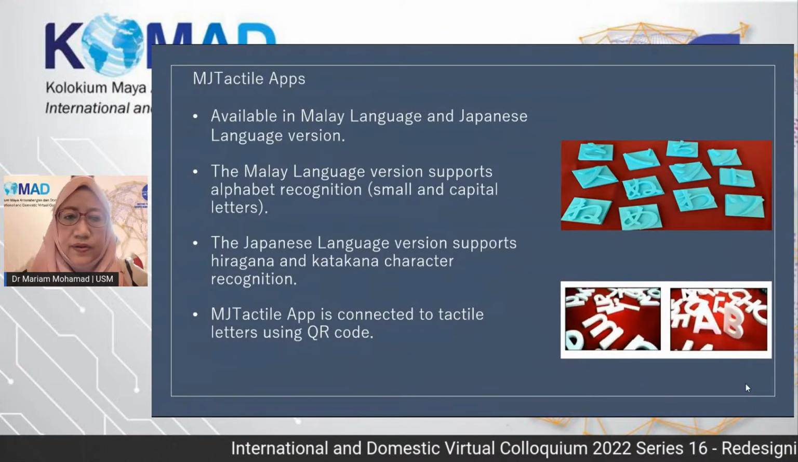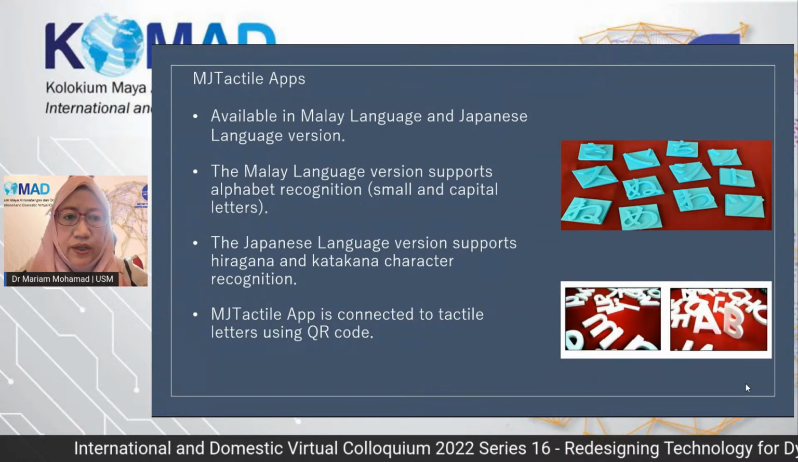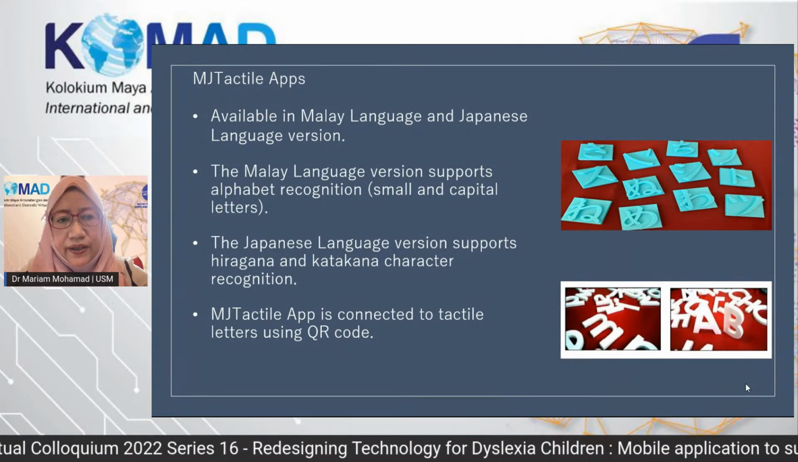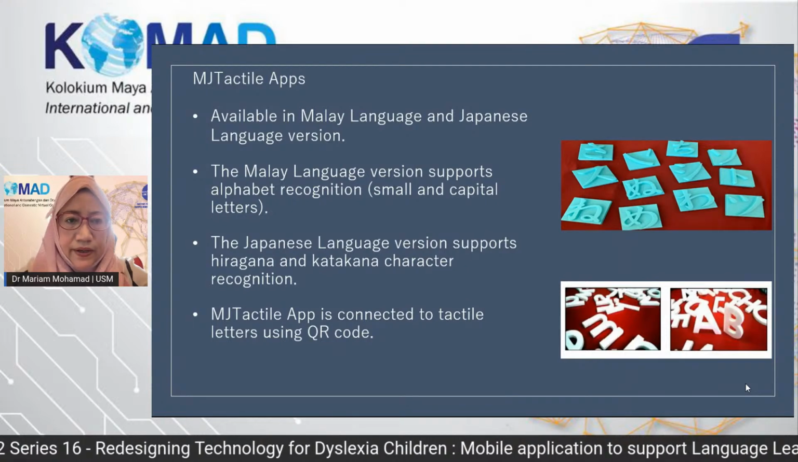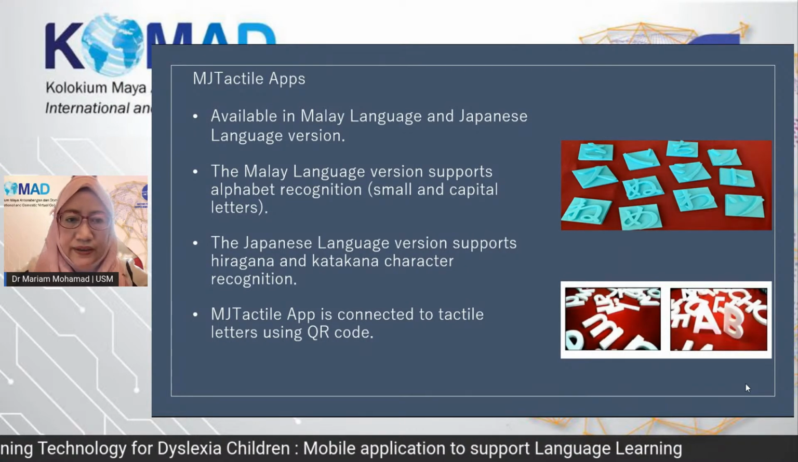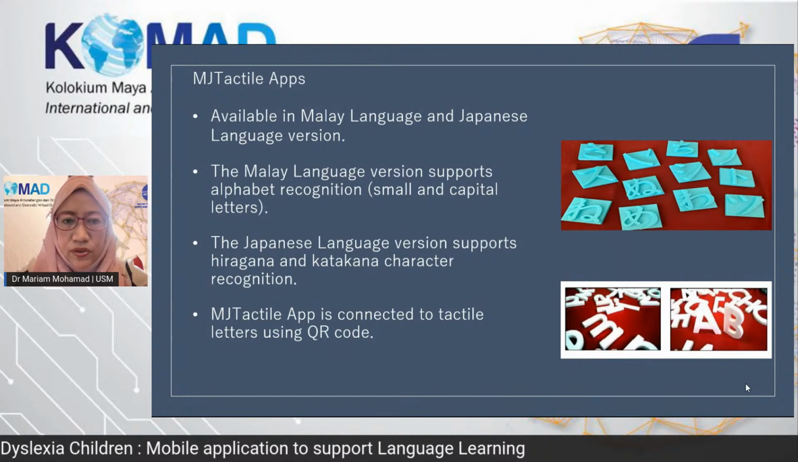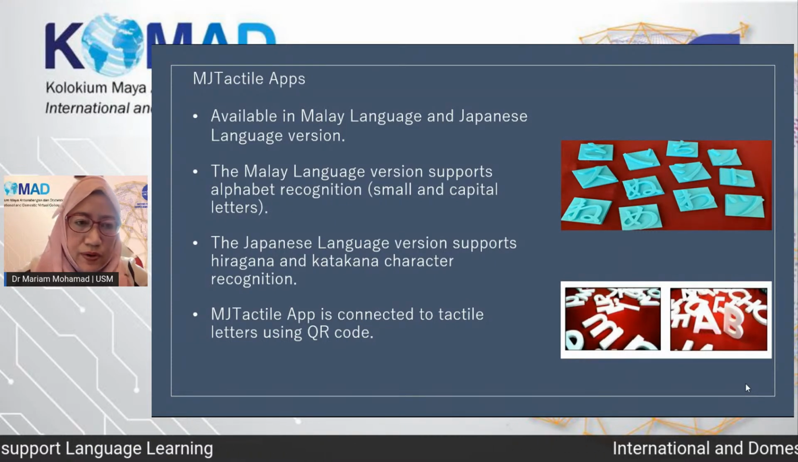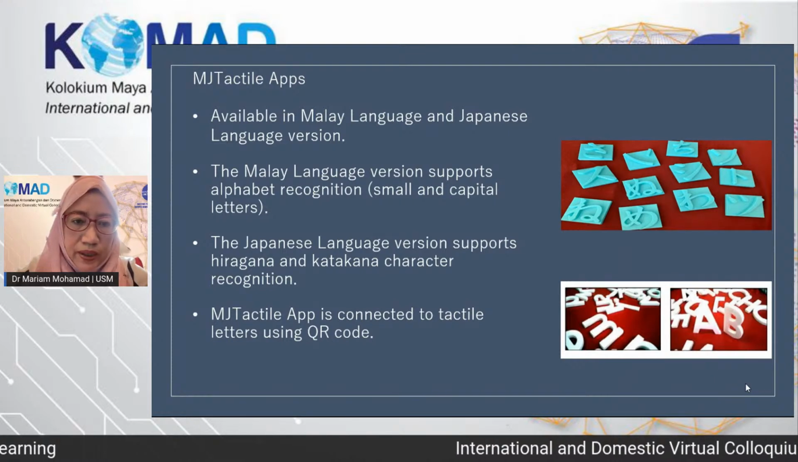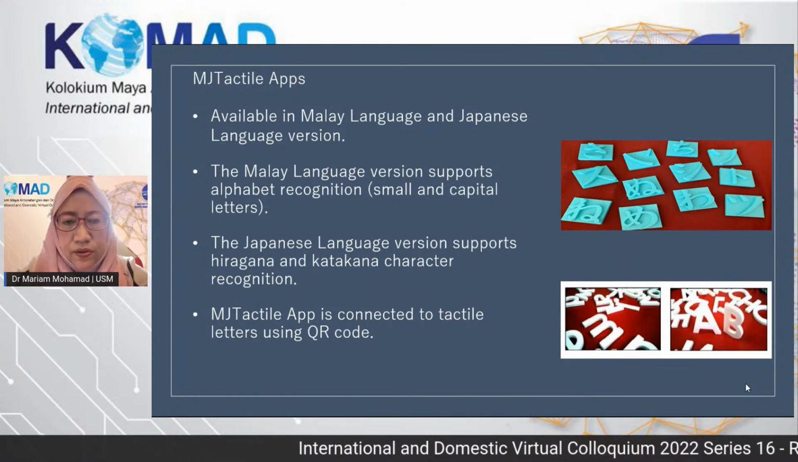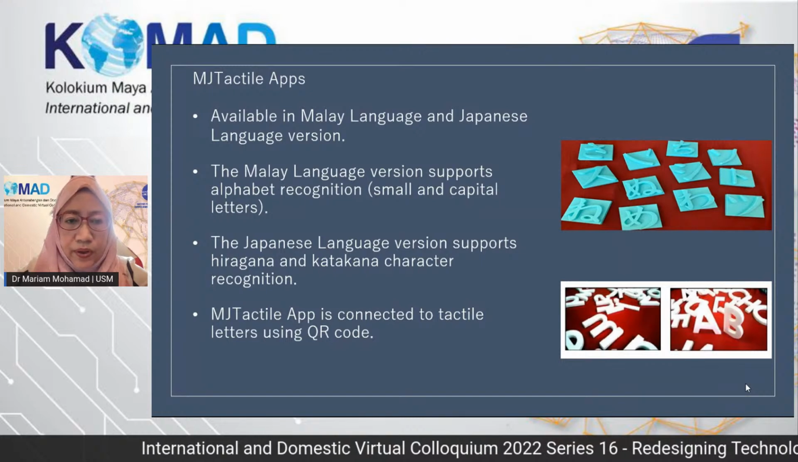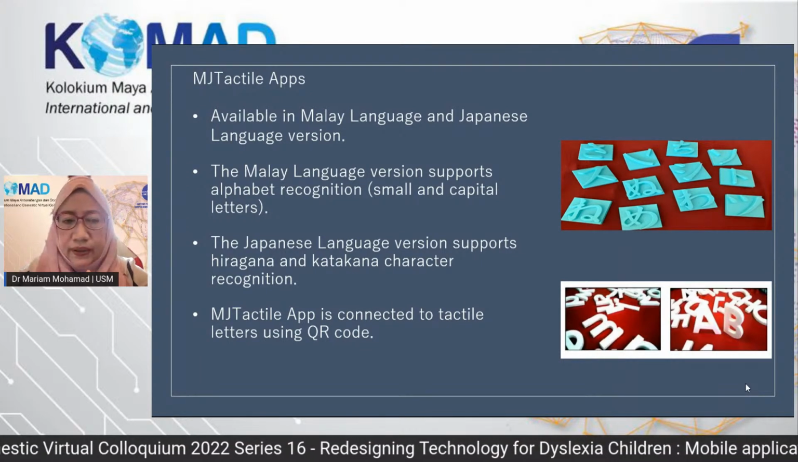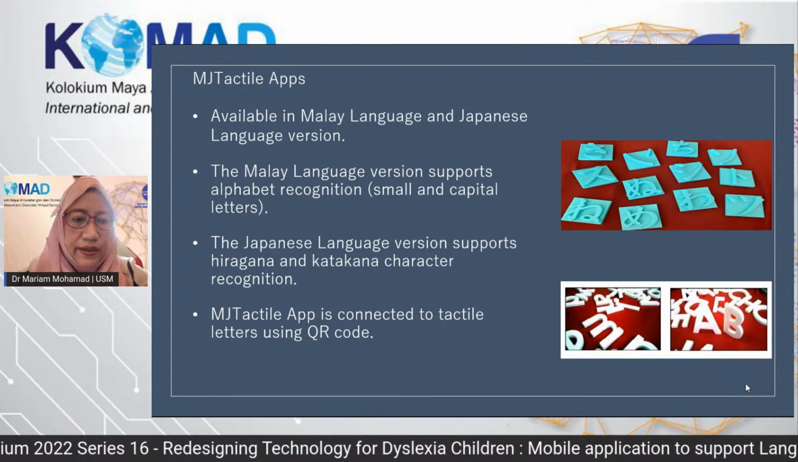All right. The innovation, I call it MJ Tactile Apps, because M stands for Malay and J for Japanese. So Malay language and Japanese language tactile apps will be available to support both languages. For Malay, because we use the Roman alphabet, it will support small and capital letter recognition, for example the capital letters B, D, and so on.